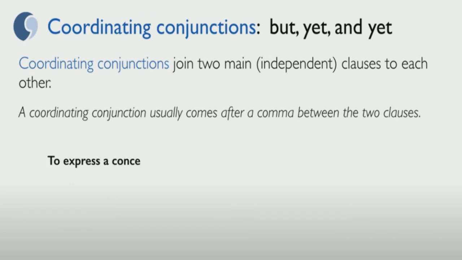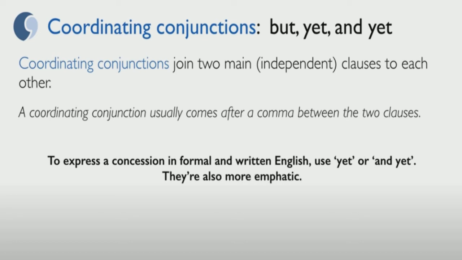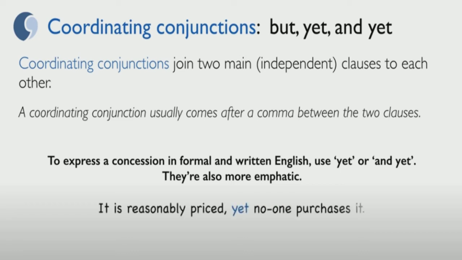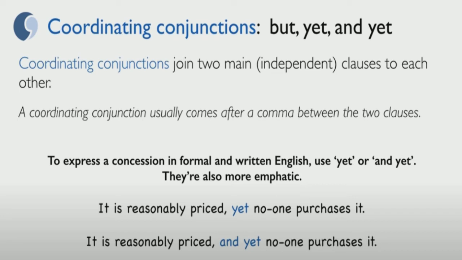To express a concession in formal and written English, use yet or and yet. They're also more emphatic. It's reasonably priced, yet no one purchases it. It is reasonably priced, and yet no one purchases it. Окей, ну вот здесь вот, пожалуй, есть какие-то тонкости. To express a concession in formal and written English, use yet or and yet. They are also more emphatic.